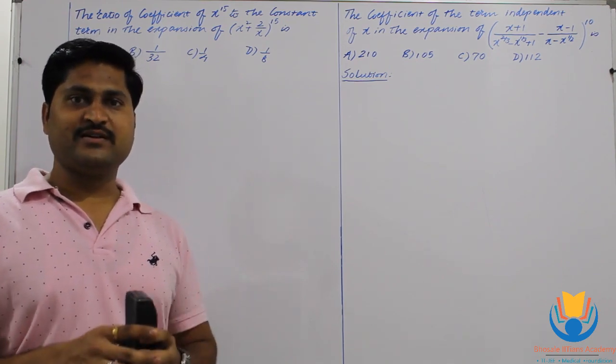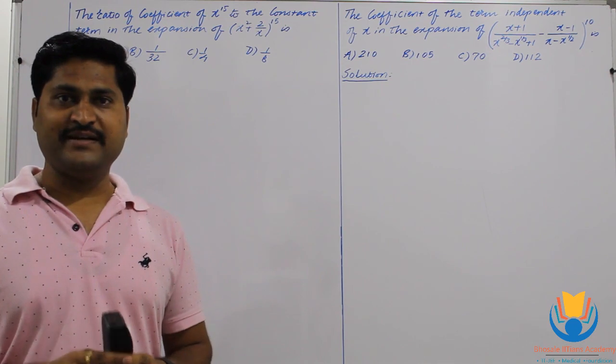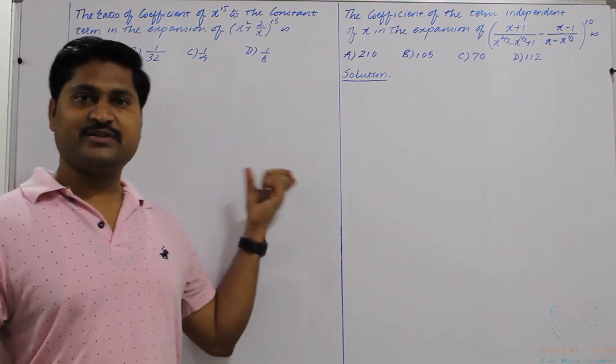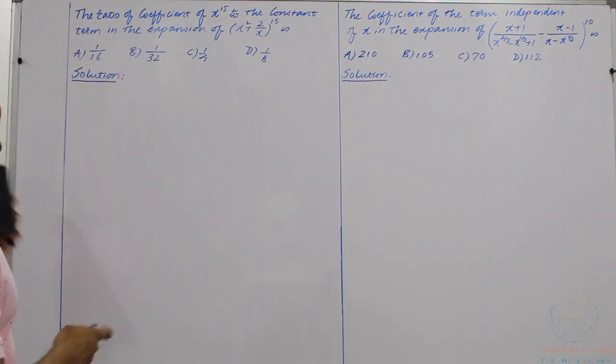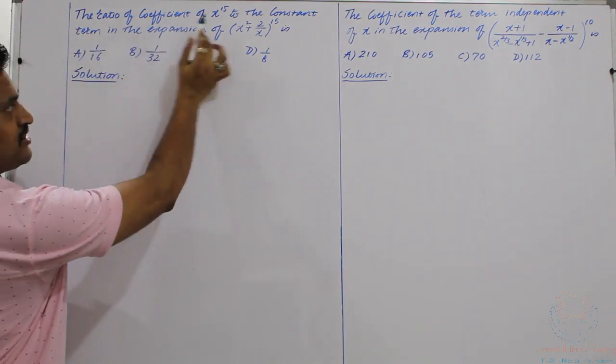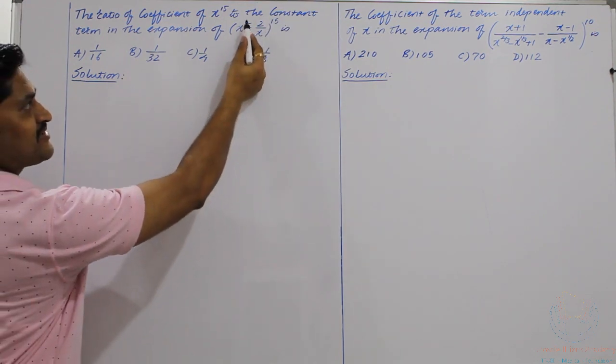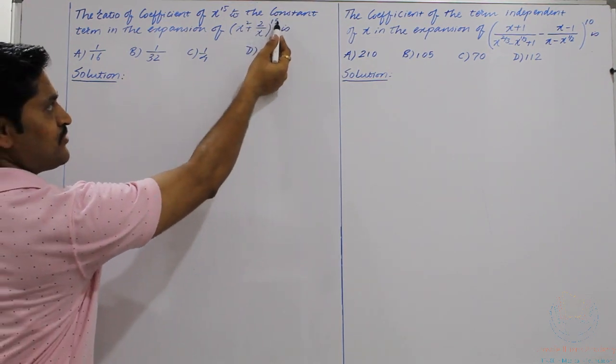Today we will complete the third part of this binomial theorem and its simple applications. Let's start with these two sums. Here in the first, we have to find the ratio of the coefficient of x raised to 15 to the constant term in the expansion (x square plus 2 upon x) whole raised to 15.